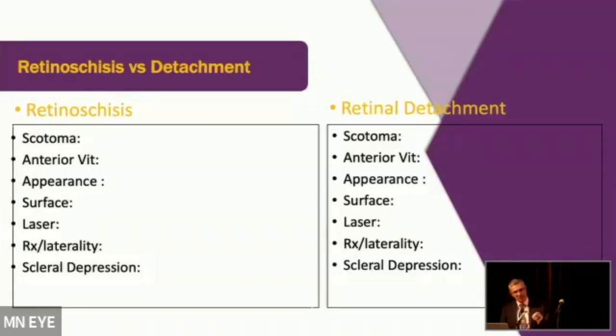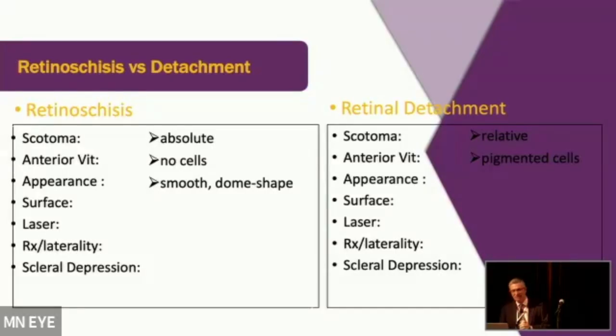So if we shine a bright light, they see light perception. But with schisis, there is a total disconnect between photoreceptors and inner retinal ganglion cells, so they have an absolute scotoma. And then, of course, they don't have vitreous cells. Detachment has vitreous cells. Schisis is usually dome-shaped with a smooth surface, but detachments are corrugated, irregular.